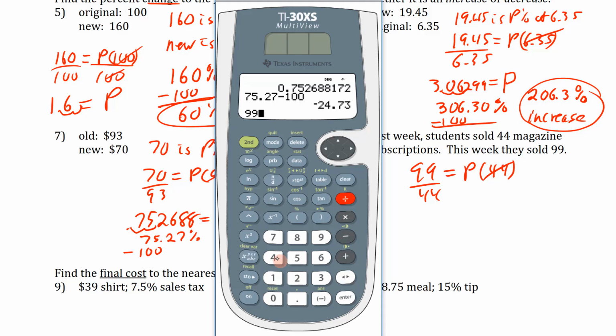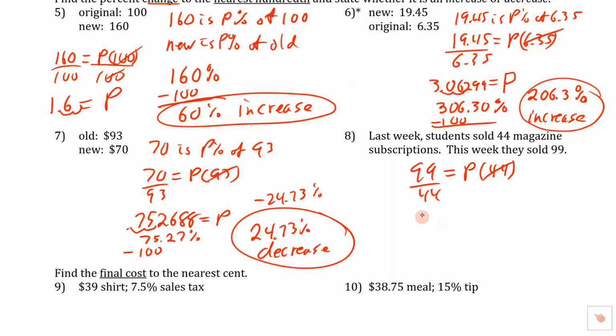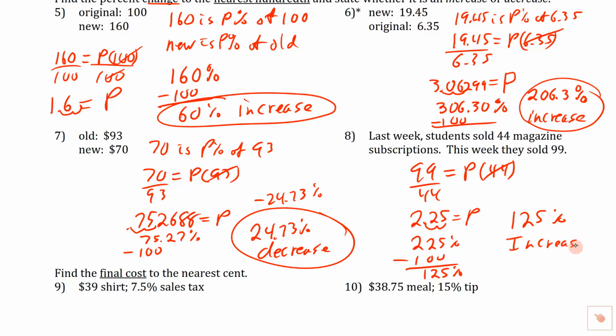99 divided by 44 equals 2.25. Okay, so we get 2.25 equals P, which if I move that over two places is 225%. But then we've got to subtract off the original percent, so that leaves us with 125. And the fact that this is positive means this is a 125% increase. We're going to circle that. So what that means, 100% increase is like doubling. Well, if they had doubled their sales, they would have gotten to 88. So they actually did a little bit more than double.